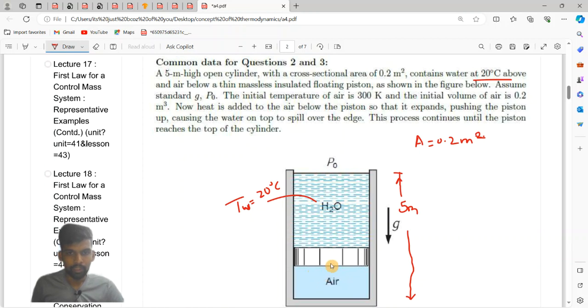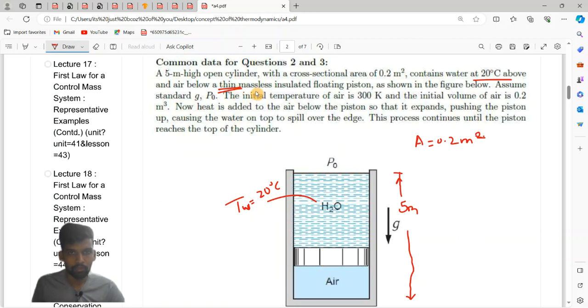And they are separated by a thin piston. So this piston is thin, which means its volume, height, everything is negligible. So while calculating volume, we are going to neglect its effect. That's the only thing the thin is doing in this question.